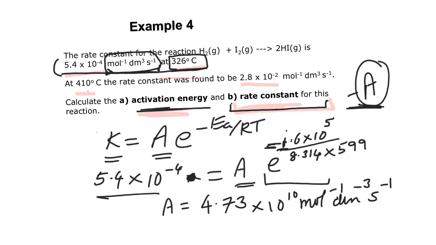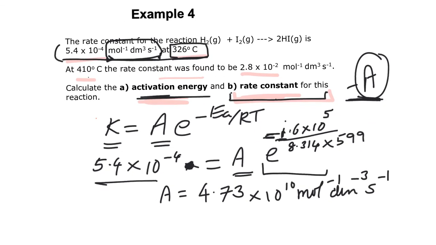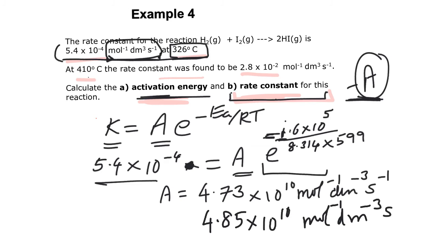If you use slightly different values for R and different approximation, you should probably get another possible answer, 4.85 times 10 power 10. That's also okay, depends on what values you use for the rate constant. Okay, so that's alright as well.